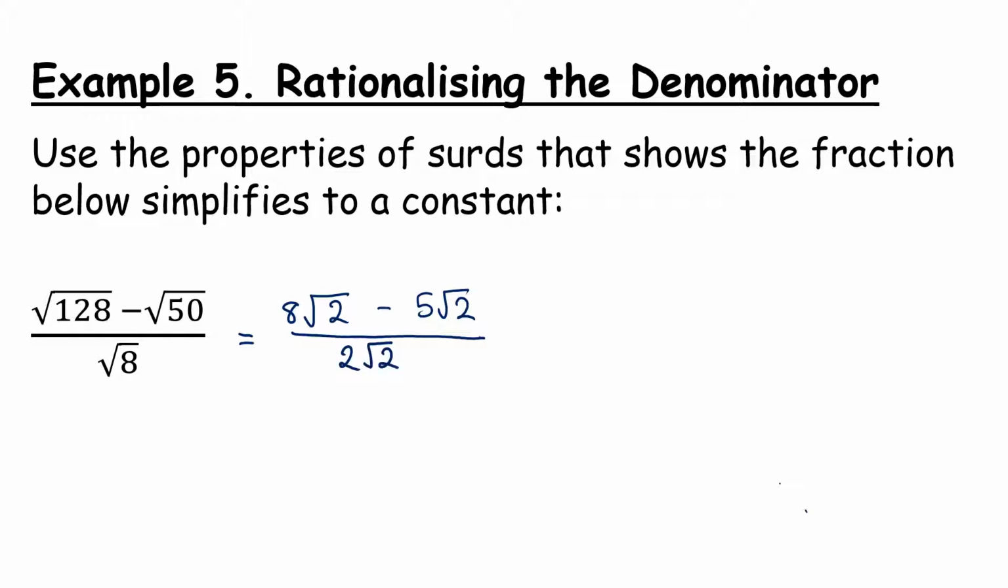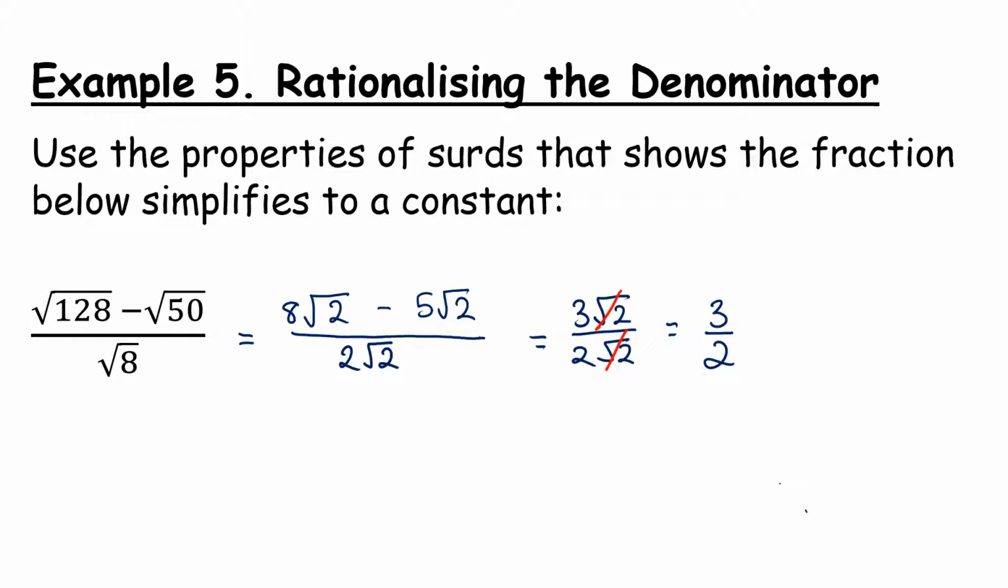So now you can see that there is actually some things in common. So we can clean up. 8 root 2 minus 5 root 2 gives me 3 root 2 all over 2 root 2. The root 2 is common, which simplifies or cancels down, or we can think of it as dividing root 2 into the top and the bottom, leaving us with 3 over 2. So in this case, you can see that actually simplifying each of those pieces first made our lives a lot easier and the sum a lot simpler.